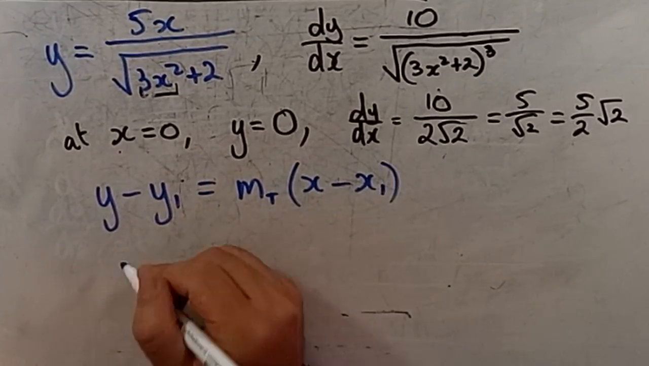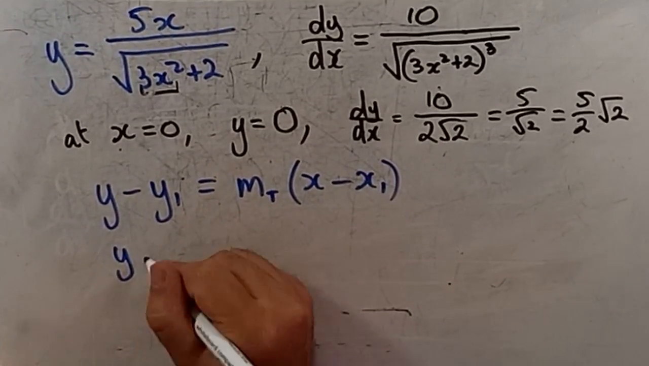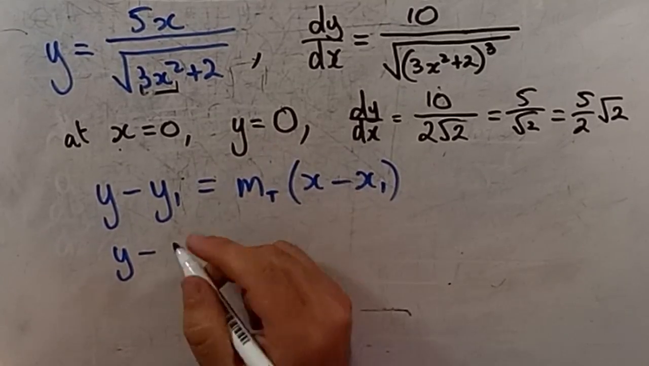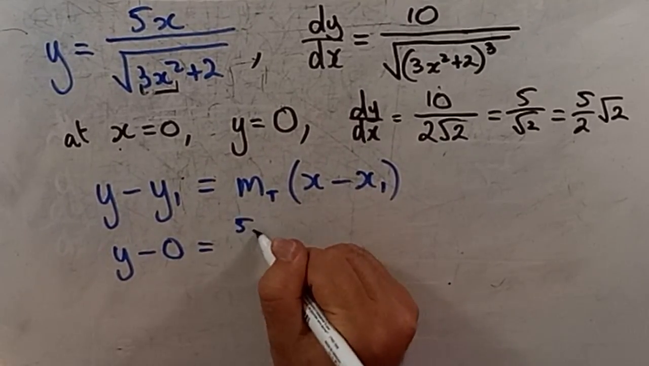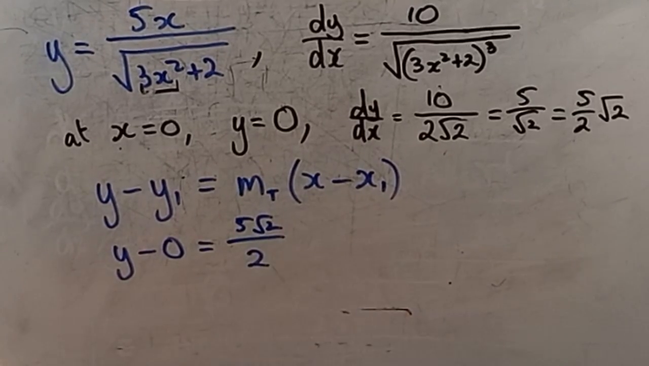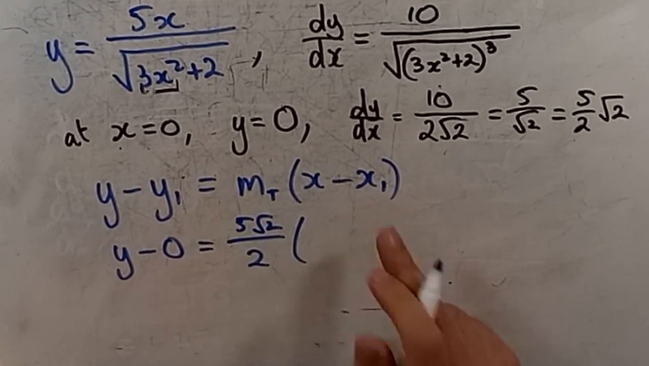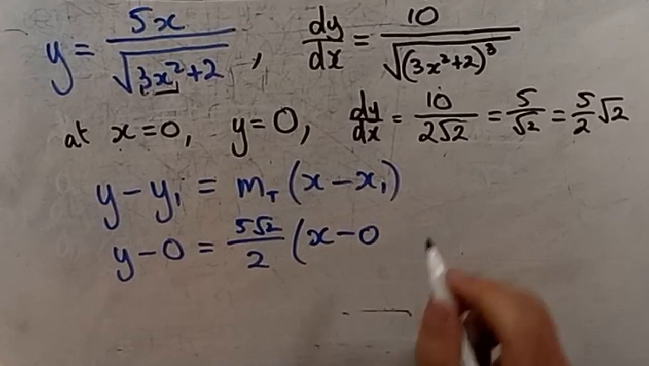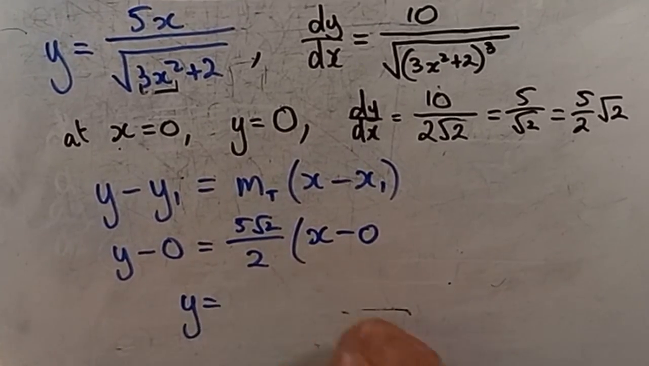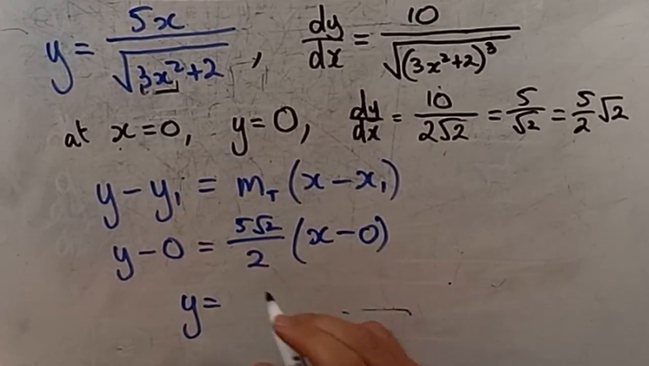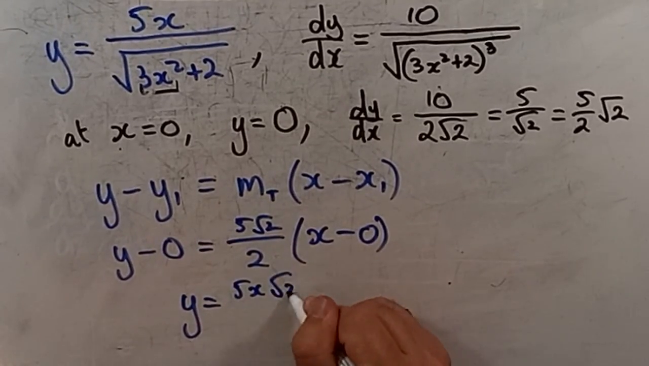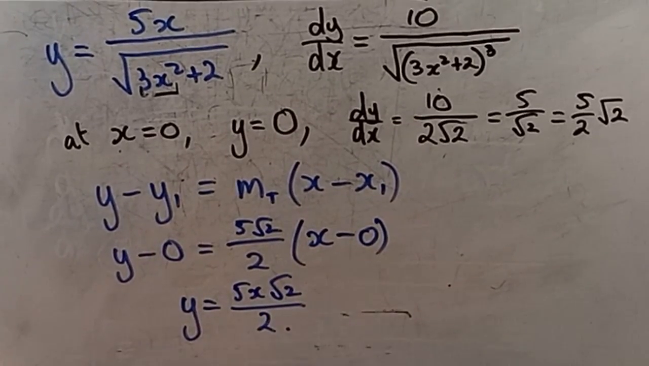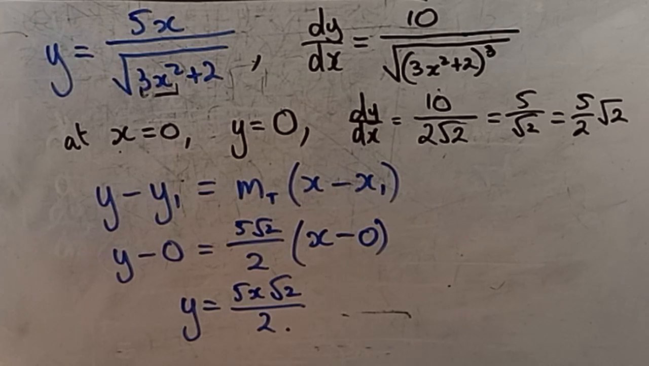Okay, so now if I put this information in, I've got y minus y1, which is 0, m, which is 5 root 2 on 2, x minus 0. So the equation is just y equals 5x root 2 on 2. That's a weird way to write it, but that'll do. Okay, I think that's it.